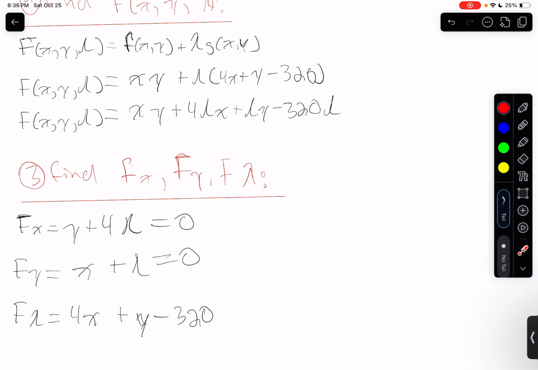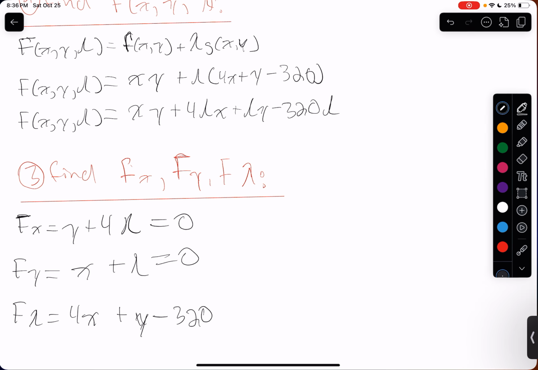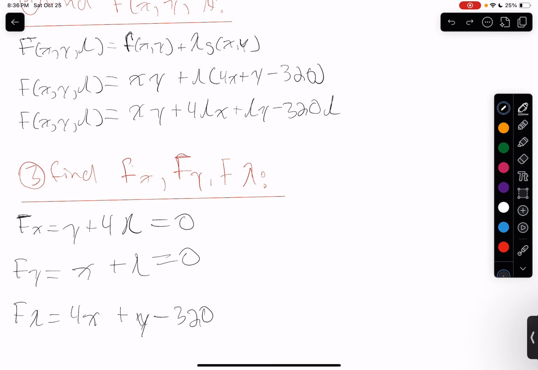Which is the derivative of negative 320 lambda. But we're not going to include the lambda, like I almost tried to do. We're going to set that equal to 0.